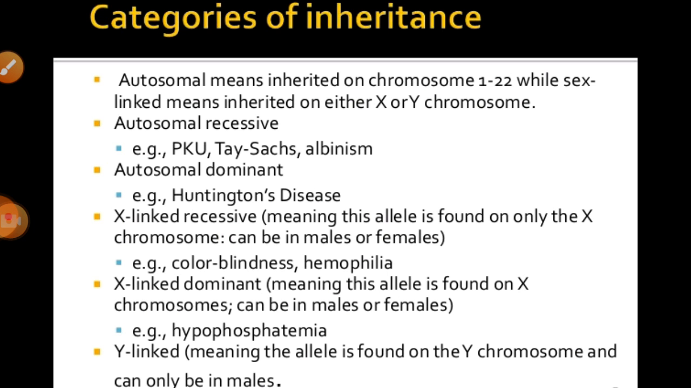On the basis of pedigree analysis, the categories of inheritance can be classified. They may be autosomal, meaning inherited on chromosomes 1 to 22, all the autosomes, while sex-linked means inherited on either the X or Y chromosome. Autosomal means only autosomal chromosomes; sex-linked is always related to the X or Y chromosomes. First, autosomal recessive diseases include phenylketonuria and albinism. Autosomal dominant includes Huntington's disease, as I will tell you later.